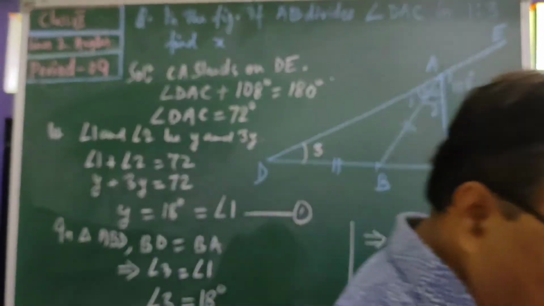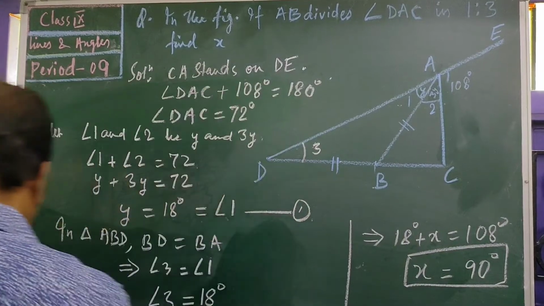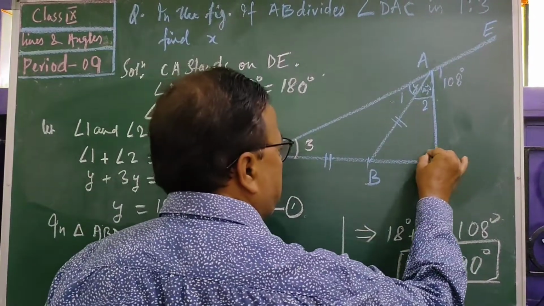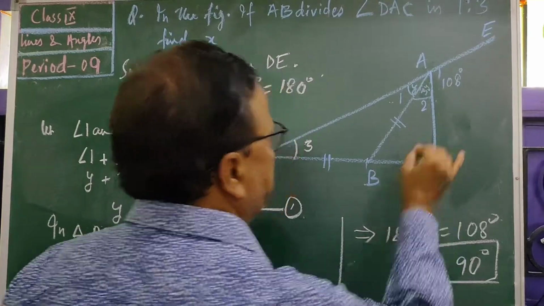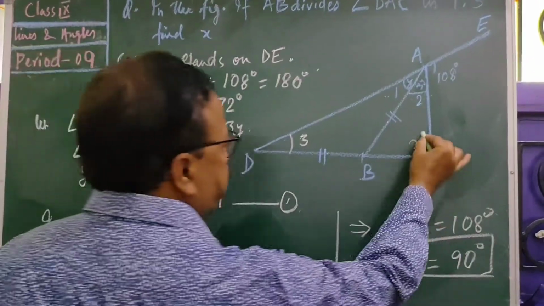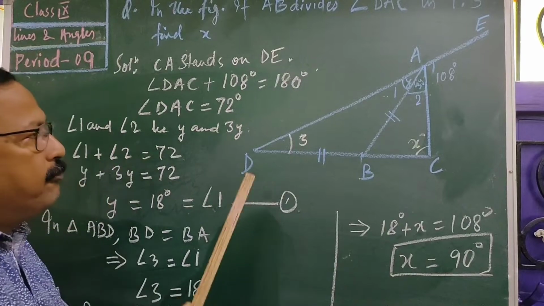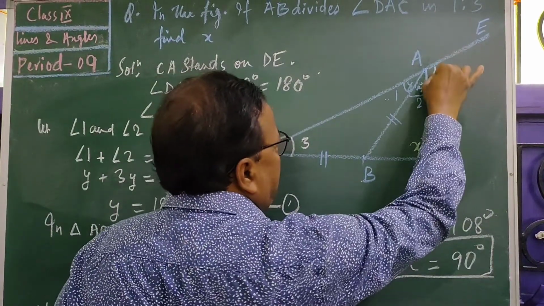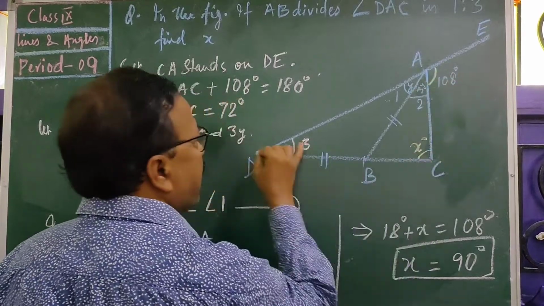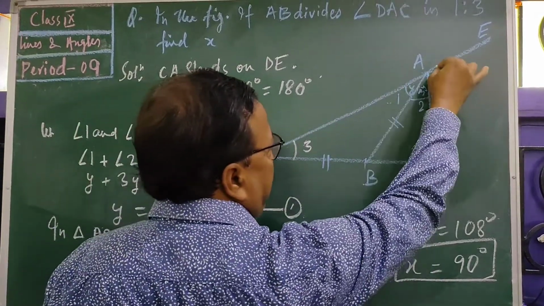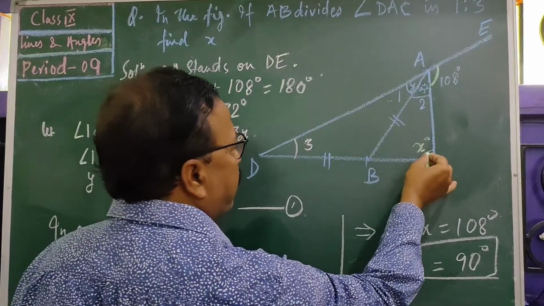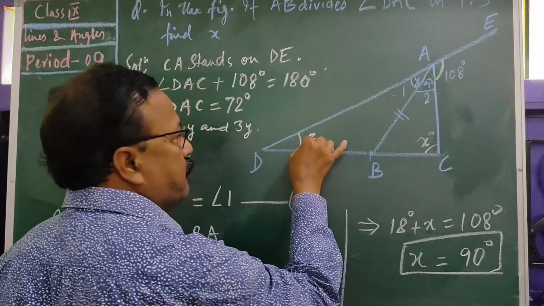Here the angle x is this one, and you can see very nicely here this one is an exterior angle for this triangle CDA. This angle must be equal to the sum of x and this one.